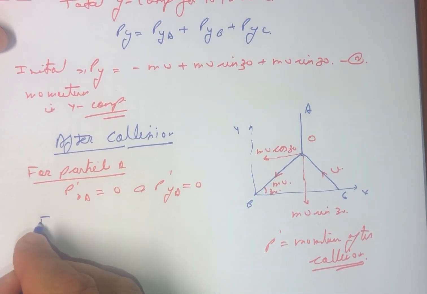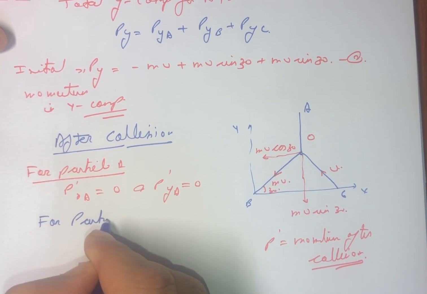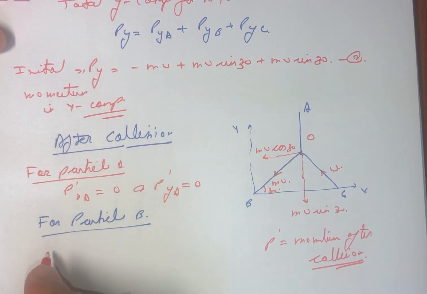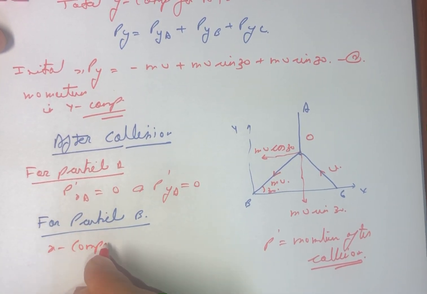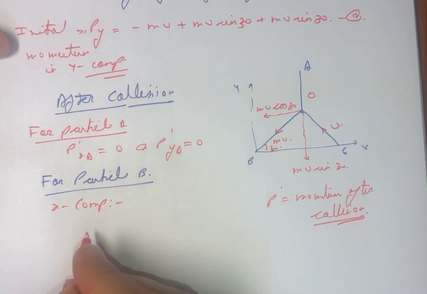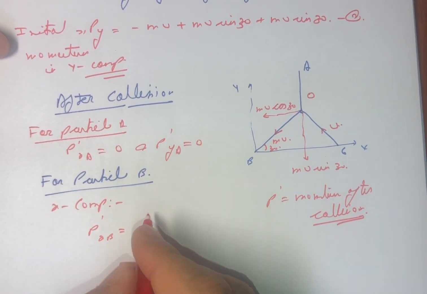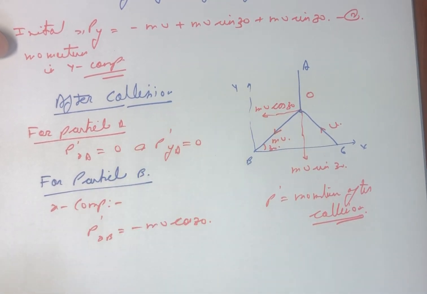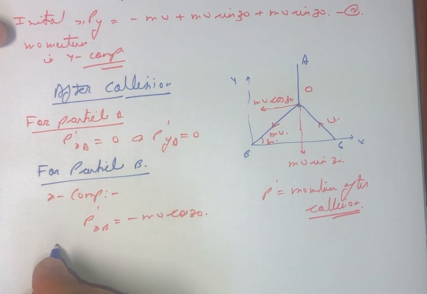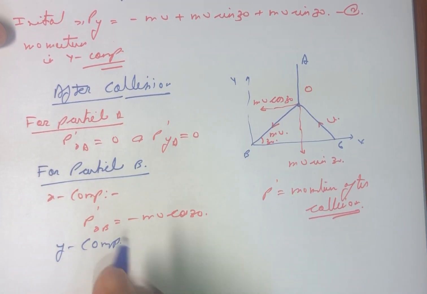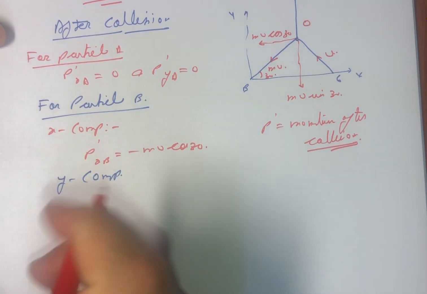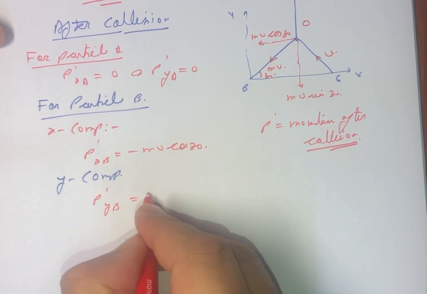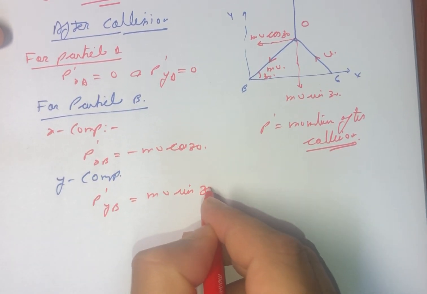Now for particle B, we have its x component, p prime xb is equal to minus mv cos of 30, and we have its y component. It will be coming as p prime yb is equal to mv sine of 30.